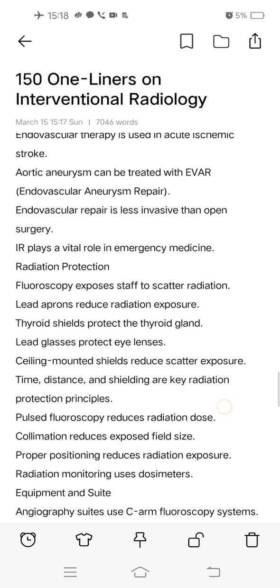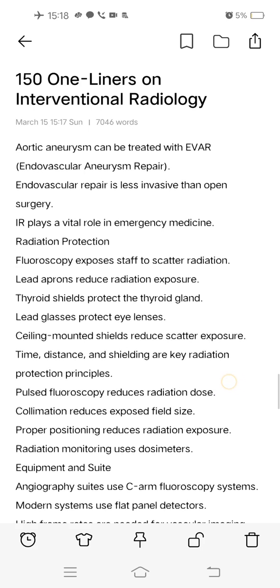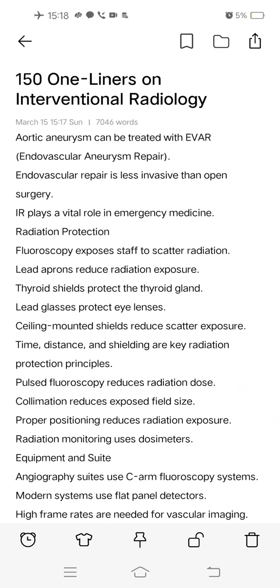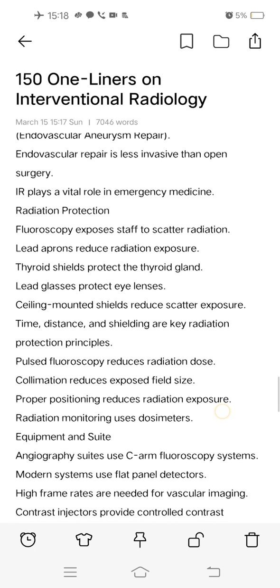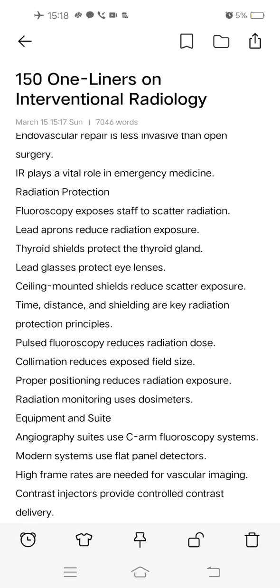Next, radiation protection. Fluoroscopy exposes staff to scatter radiation. Lead apron reduces radiation exposure. Thyroid shield with lead apron should be used to protect the thyroid gland. Lead glasses protect eye lenses. Ceiling mounted shields reduce scatter exposure. Here we have to mention that the lead apron for interventional radiology should be 0.5 mm lead equivalent.